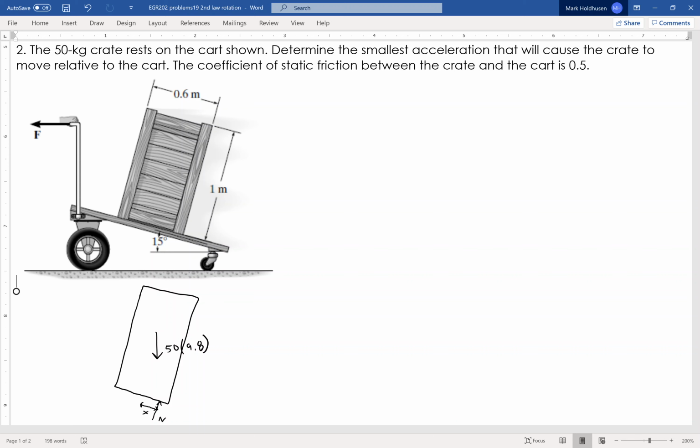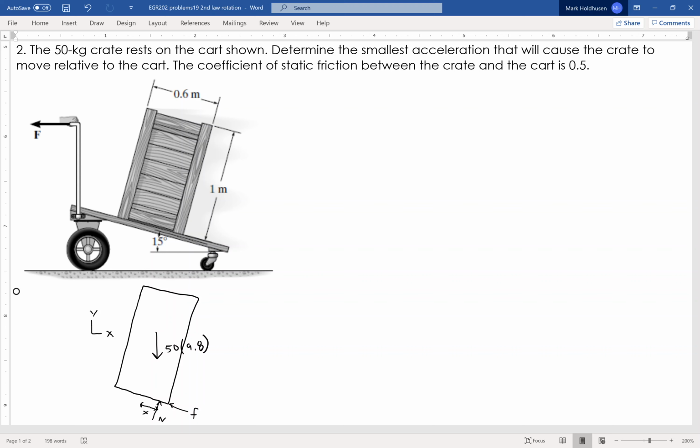I then also have a friction force acting in that direction, right? Because that friction force between the cart and the crate is actually what's causing that guy to move to the left, and that's what's causing motion. So I've got my friction force in that direction. Now I'll use my x and y equations like I typically do. So again, I'm going to have the acceleration in the negative x direction.